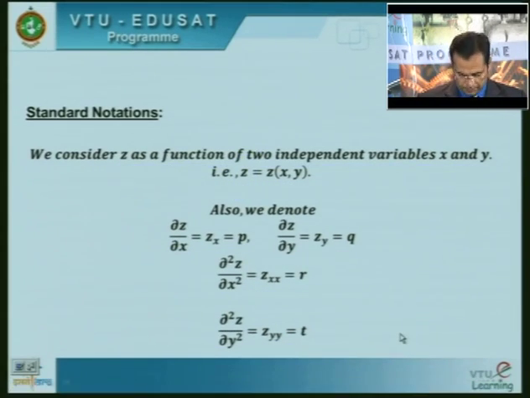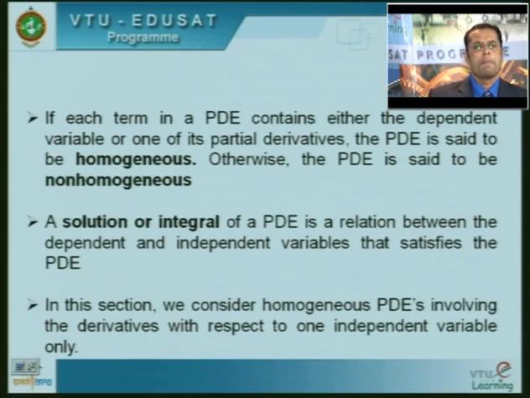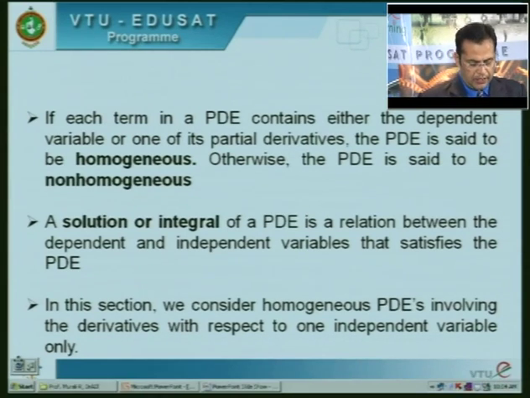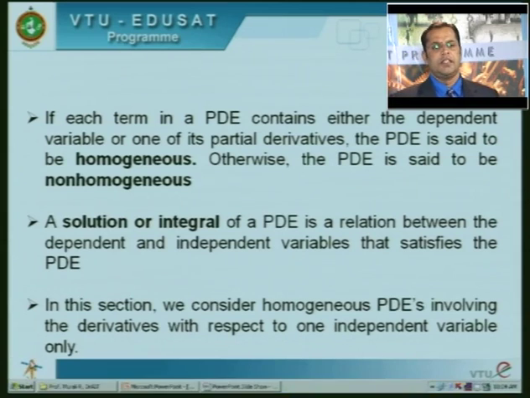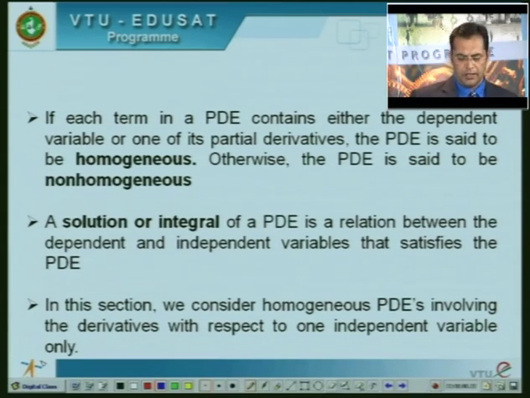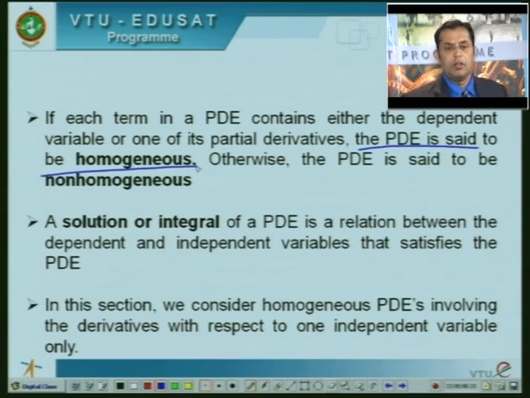Now, first of all, what is a homogeneous PDE? If each term in a PDE contains either the dependent variable, for example, in our notation the dependent variable was z, so the PDE should contain only z, or one of its partial derivatives like dou z by dou x, dou z by dou y, dou square z by dou x square and so on, then such PDEs are said to be homogeneous. So, let me repeat again. If each term in a PDE contains either the dependent variable or one of its partial derivatives, the PDE is said to be homogeneous. Otherwise, what was discussed in the previous session, the PDEs become non-homogeneous.